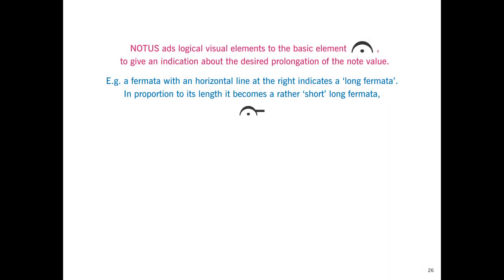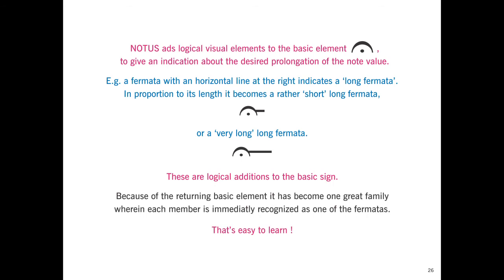Nodus adds logical visual elements to the basic element, to give an indication about the desired prolongation of the note value. For example, a fermata with a horizontal line at the right indicates a long fermata. In proportion to its length, it becomes a rather short, long fermata. Or a very long fermata. These are logical additions to the basic sign. Because of the returning basic element, it has become one great family, wherein each member is immediately recognized as one of the fermatas. That's easy to learn.